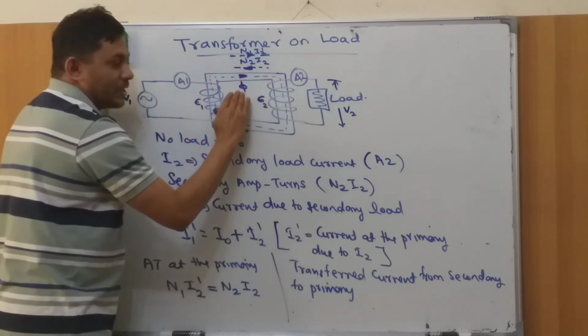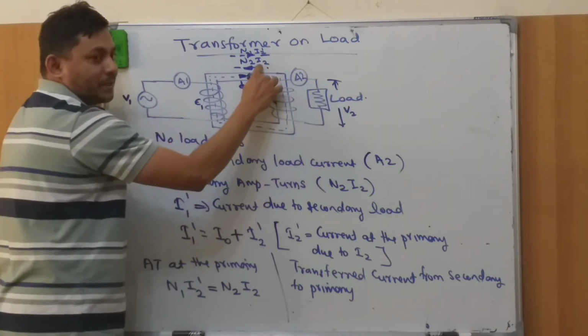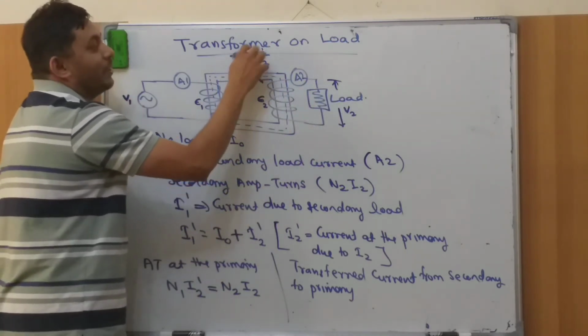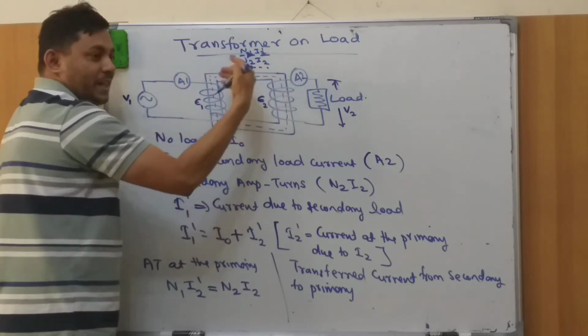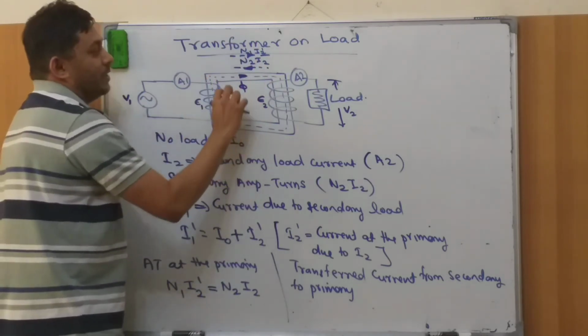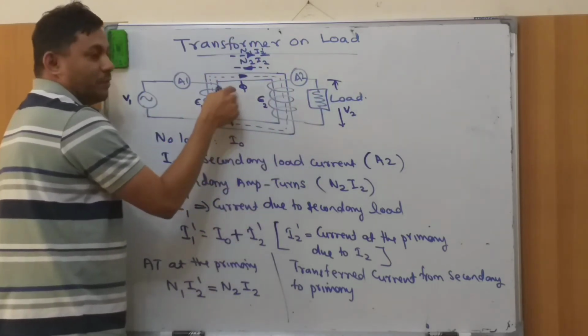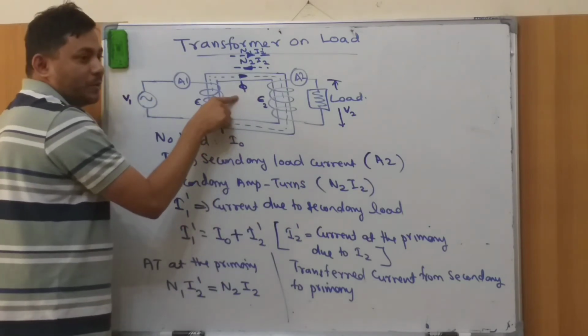So initially you have flux phi, right? The moment you load this, N2 I2 is set up, correct? Then immediately N1 into I2 dash will also be set up. Their magnitudes are equal, but directions are opposite. These two cancel. So that's why, whether you load or unload, always the flux is maintained as constant. This is normally one of the important questions you may get.